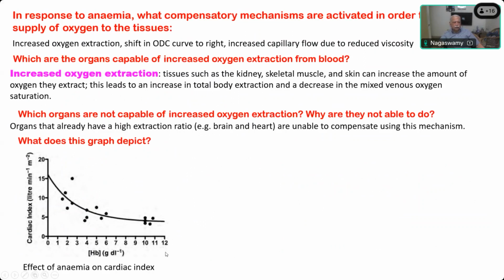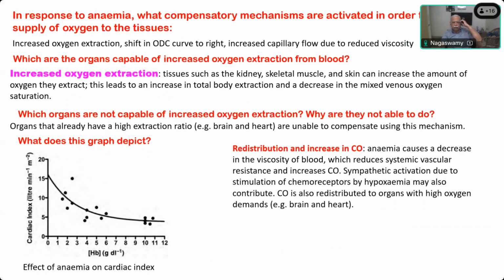So are you able to understand this point? As the hemoglobin becomes normal, the cardiac index should become lesser. If the hemoglobin is very low, the cardiac index should be high to compensate. Okay, so this is the important thing that you must remember. Another compensatory mechanism that happens is redistribution. This is what I showed you in this, and increase in cardiac output.